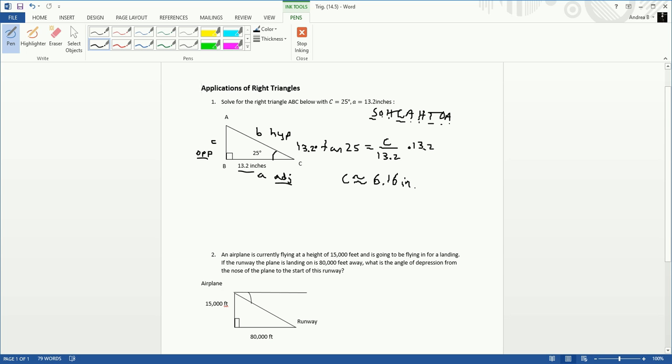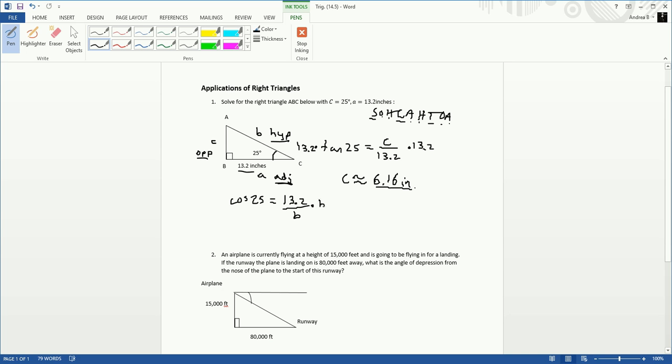And then to figure out our side B, we can do something similar, but in this case, we know our adjacent side, and our hypotenuse is what we're trying to solve for. So we could use cosine of 25 degrees is equal to our adjacent, which was the 13.2, over the hypotenuse, which is our side B. Since you already know what your side C is, you could have also used sine instead if you wanted to, and used that 6.16 you just got for C. That would have been another possibility here. But we will stick with this way.